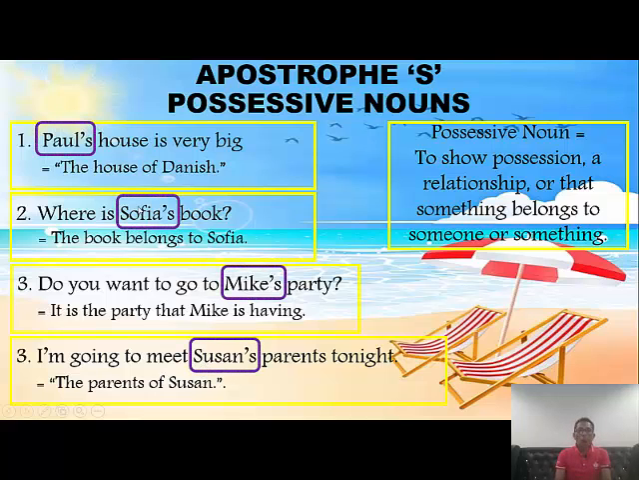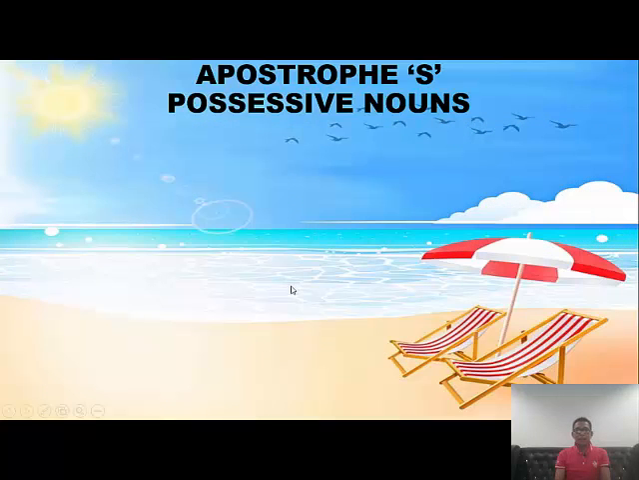So Paul's, Sophia's, Mike's, Susan's. Now you have to sound the s sound. These are possessive nouns. And there's a rule in this possessive noun actually when we talk about singular nouns and plural nouns. So let's take a look at the next slide.